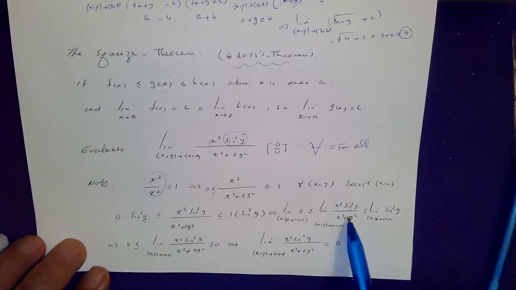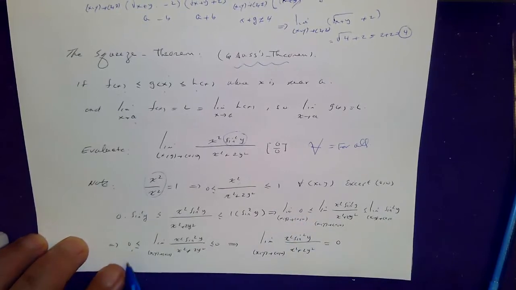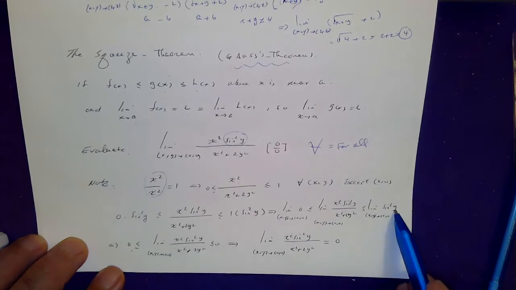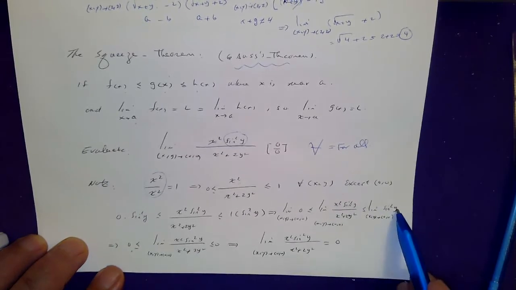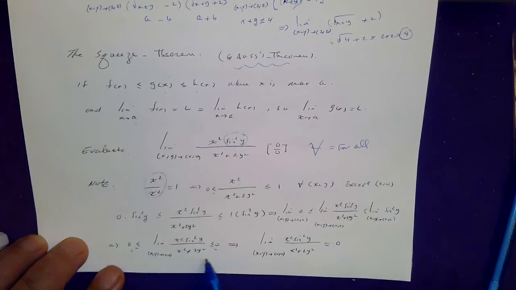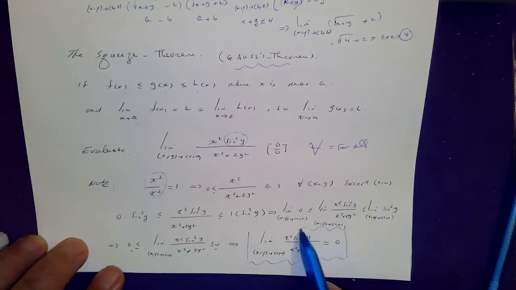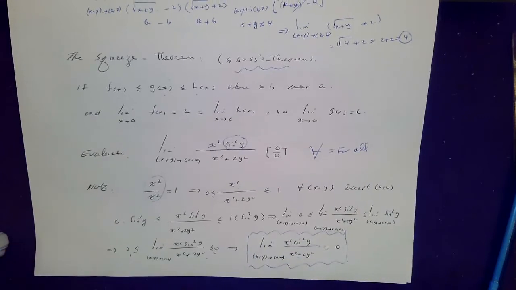Can you see it? You and I both know the limit of 0 is 0. The limit of sine squared y when y approaches 0 is 0. So the limit on the left is 0, the limit on the right is 0. Well, guess what? The limit in the middle has to be 0 by the squeeze or sandwich theorem. Do you see it?